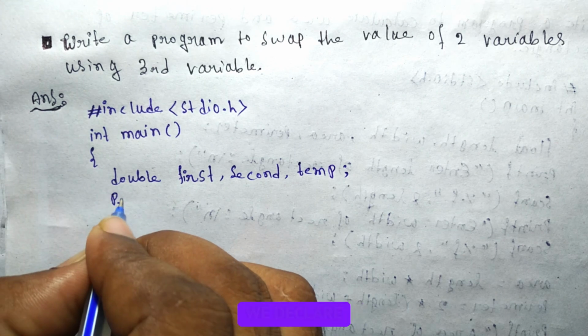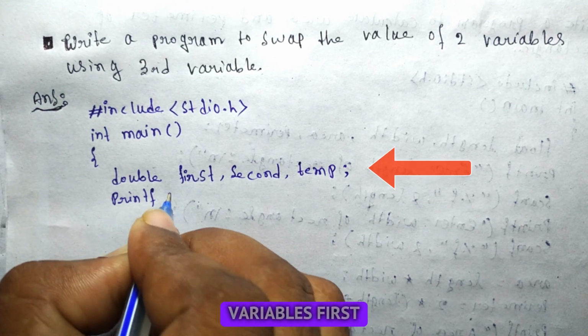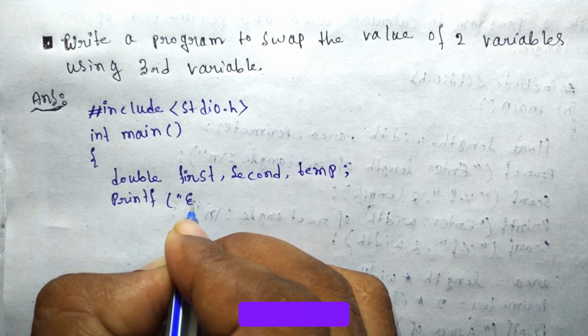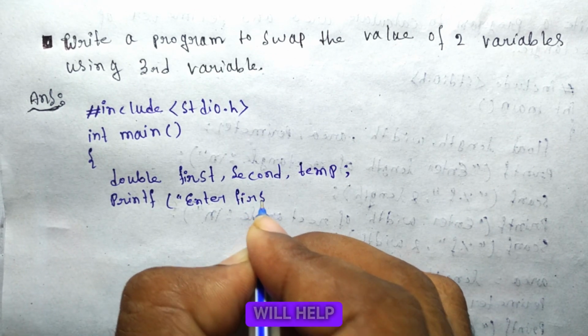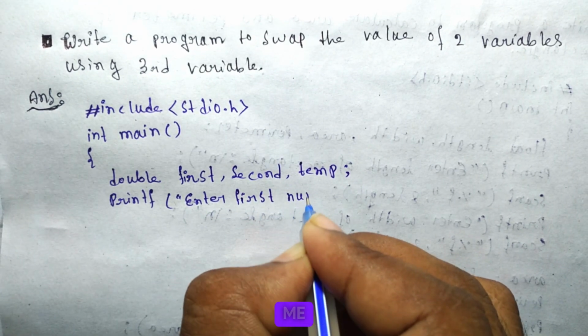Inside the main function, we declare 3 integer variables: first, second, and temp. These will store the 2 numbers we want to swap, and the third one will help us do that. I hope you're with me.